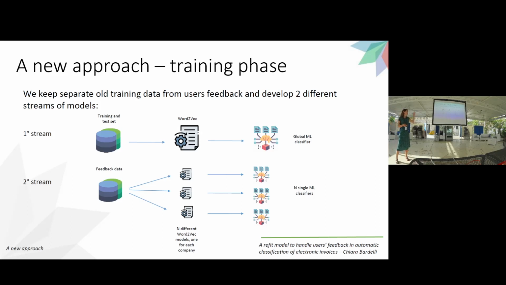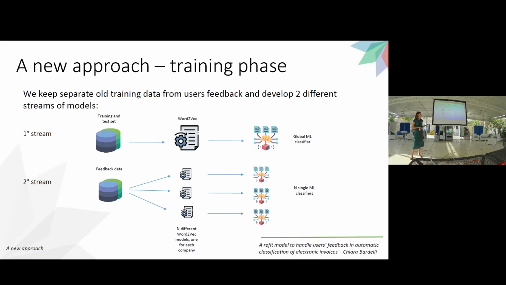We have two streams of models. The first stream is the one that we already saw. We have a single classifier with a single word-to-vec model trained on the entire data set, training and test set, that includes all the invoices of all the companies. And then we have a second stream.